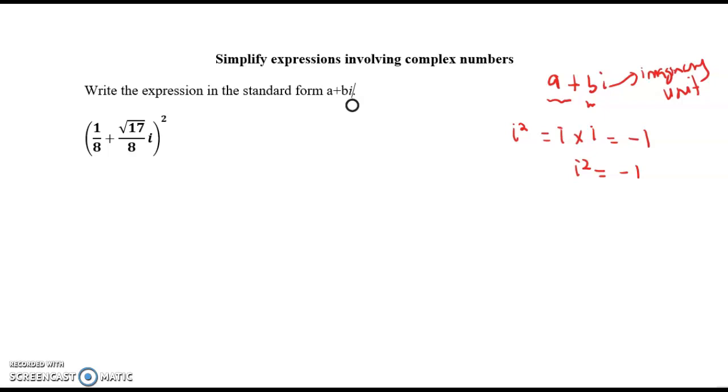When we have an exponent, exponents are repeated numbers or repeated expressions. So this expression right here can also be written as 1/8 plus square root of 17i/8, and you're going to multiply by itself. That is what the square part means.